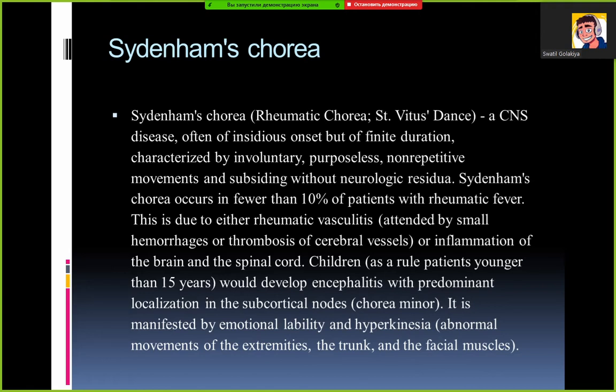This is due to either rheumatic vasculitis attended by small hemorrhages or thrombosis of cerebral vessels, or inflammation of the brain and the spinal cord. Children, as a rule patients younger than 15 years, develop encephalitis with predominant localization in the subcortical nodes, so-called chorea minor. It is manifested by emotional lability and hyperkinesia. Hyperkinesia means abnormal movements of the extremities, trunk, and facial muscles.